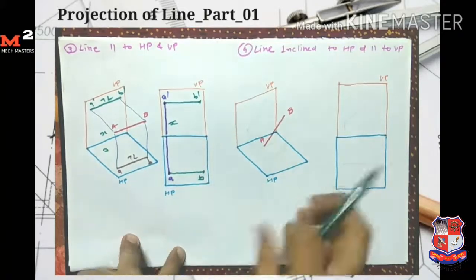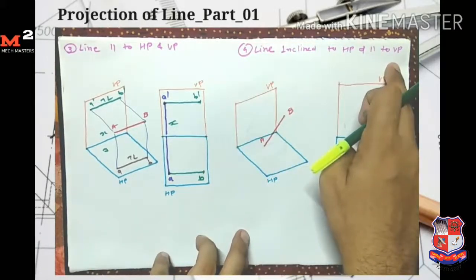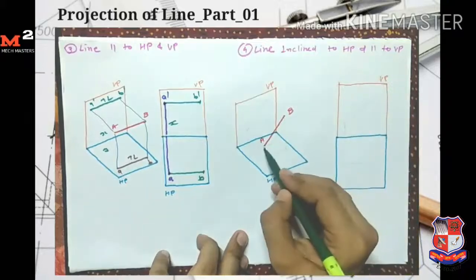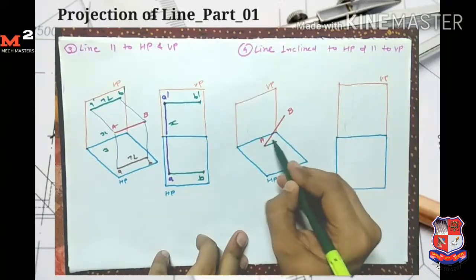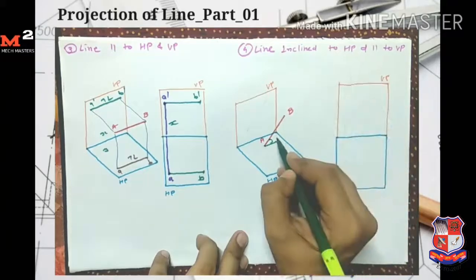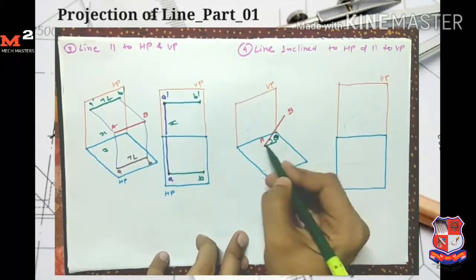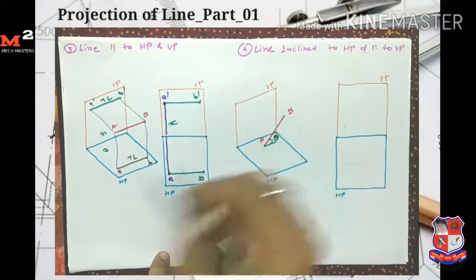Now let's say the fourth case: the line is inclined to HP and parallel to VP. Here the line is inclined to HP, which means it makes an angle here, and when the line makes an angle with HP, it is denoted by angle theta. So here line AB makes an angle theta with the horizontal plane. And the line AB is parallel to VP, which means points A and B have the same distance from the vertical plane.